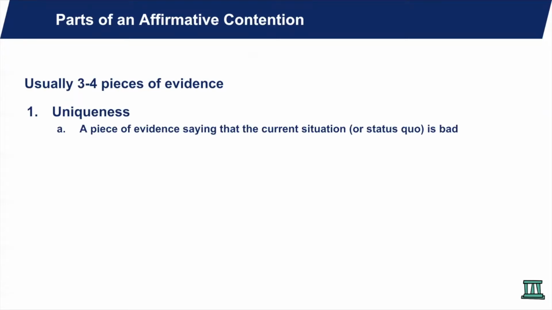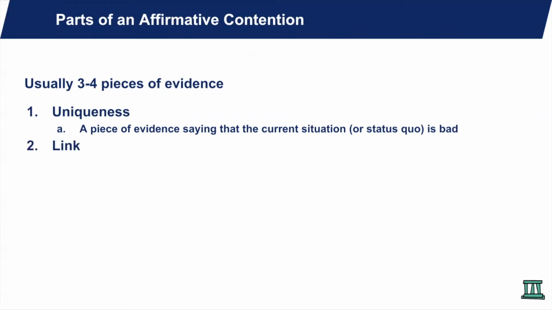And the first part of an affirmative contention is also called the uniqueness. The uniqueness piece of evidence is really important because it says that the current situation, also known as the status quo or the squo, is bad. Because if you want to pass the resolution or the affirmative plan, you need to prove why the status quo is bad, because then there is an incentive to fix or amend the status quo. So this uniqueness claim will set up that right now things aren't looking that great.